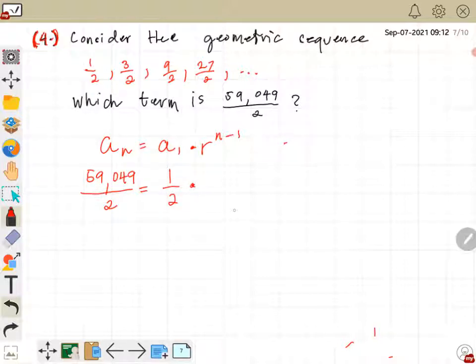Then r. This is the tricky part here. So let's try r. Pick any term, let's say 3 over 2. Divide it by the previous term, and you will get 3 as your r.